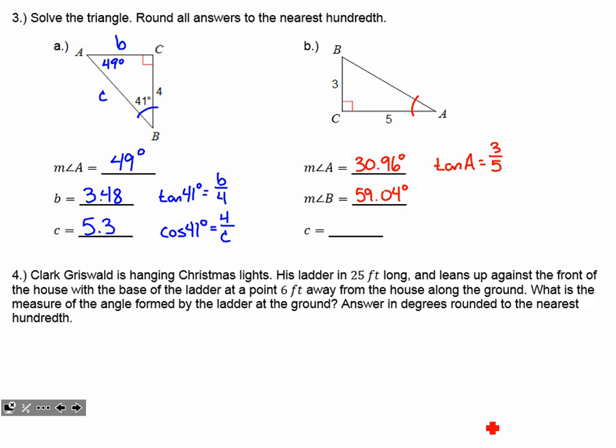Lastly, if I want to find side length C, the hypotenuse, I can use Pythagorean theorem here. A squared plus B squared equals C squared. That means I'm doing 9 plus 25 to get C squared, and I'll square root that 9 plus 25, that 34, and I get 5.83 for side C.